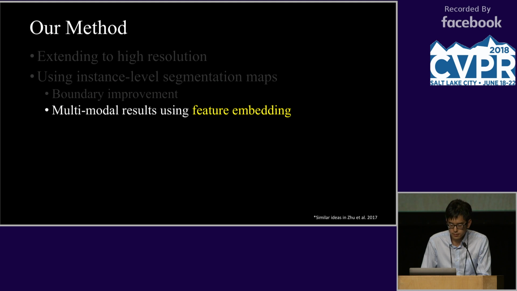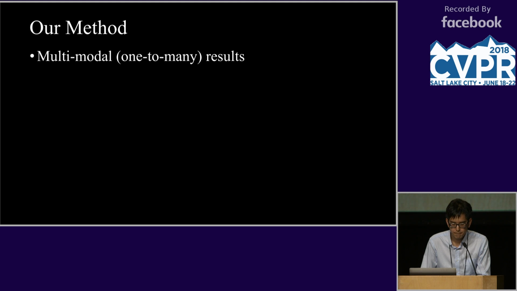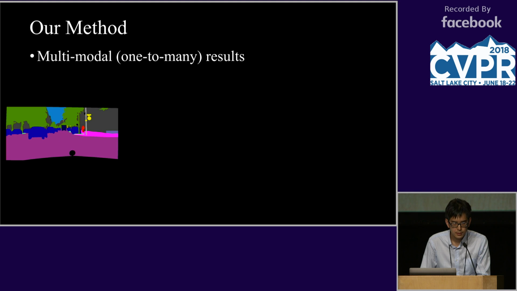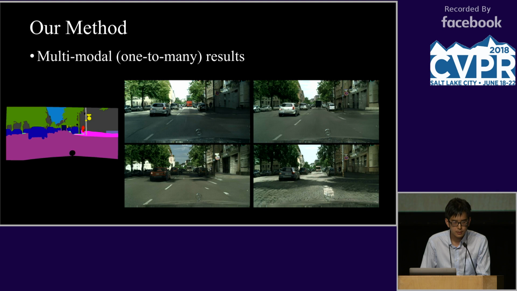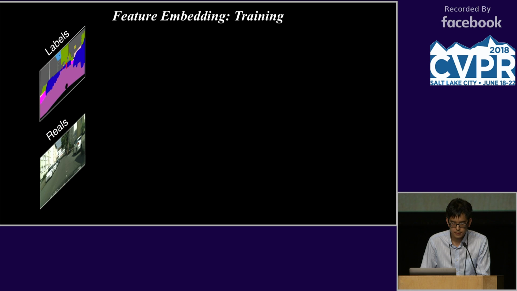Finally, using instance map also allows us to generate multimodal results. So first, what does multimodal mean? Given the same input map, we can generate many different outputs. So all these four images are valid outputs for the same input map. To generate them, we use a feature embedded scheme.